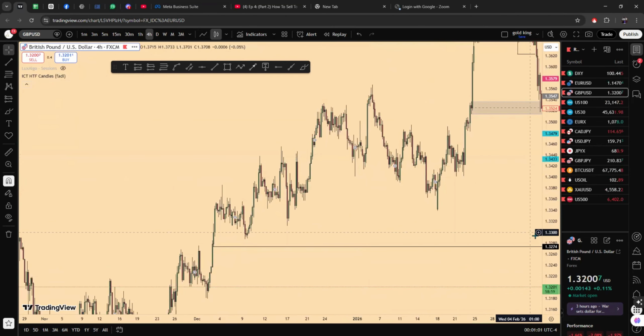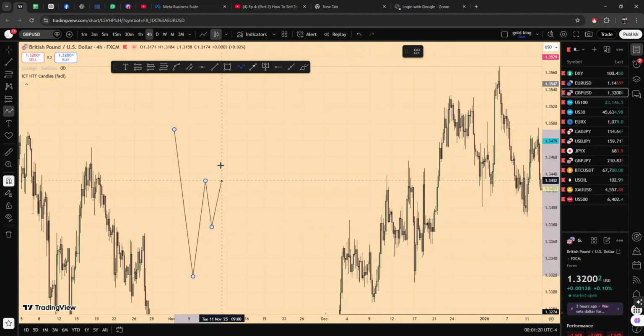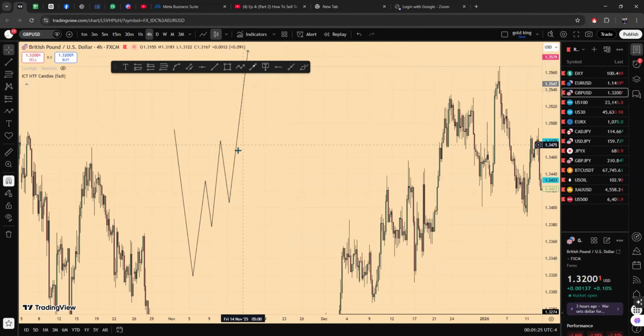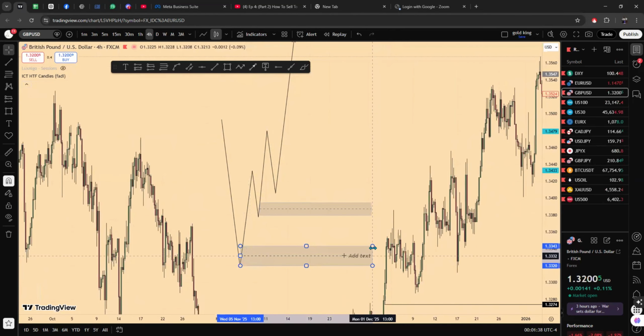All right. Also, let me tell you about something. In our last session, I talked to you about inducements, which point of interest to choose based on inducement. Now, in this case, you have a point of interest here, and you have another point of interest here. Which one do you think is going to hold price?